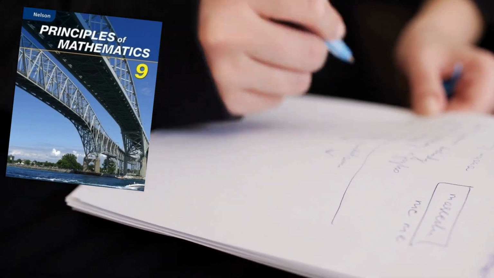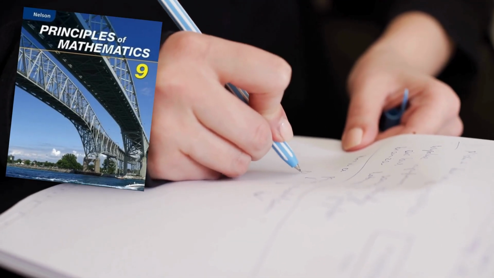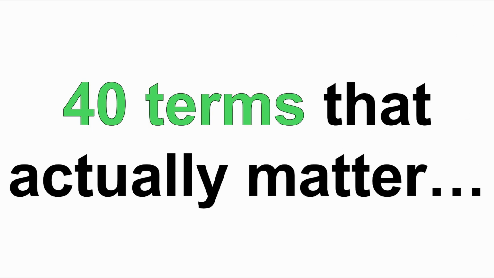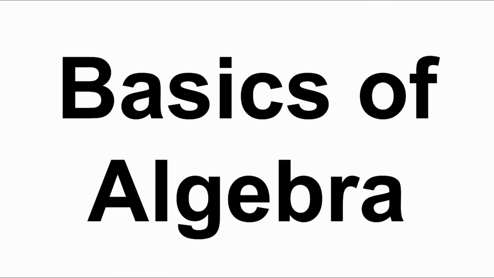If you look in the glossary of your grade 9 textbook, you're going to see over 200 terms, but in this video, we're going to go over the 40 terms that actually matter for you to be successful in the class. And this starts with the basics of algebra. The very first term we're going to cover is, well, variable.